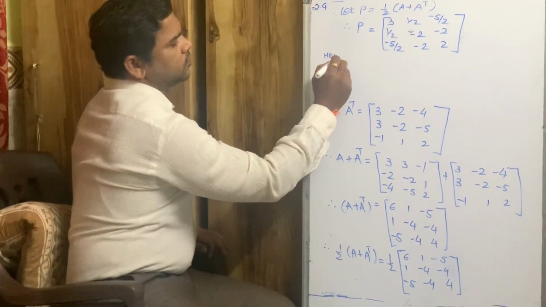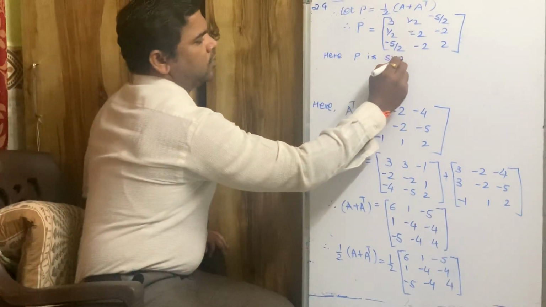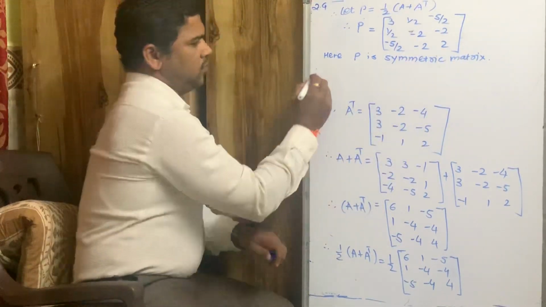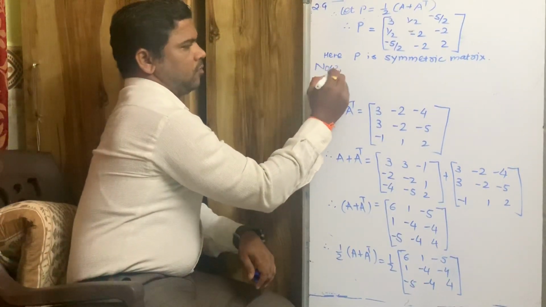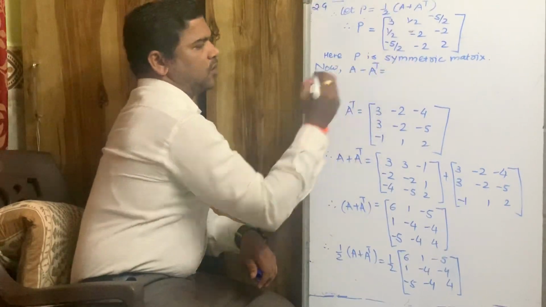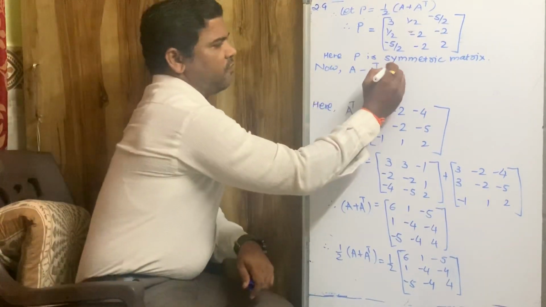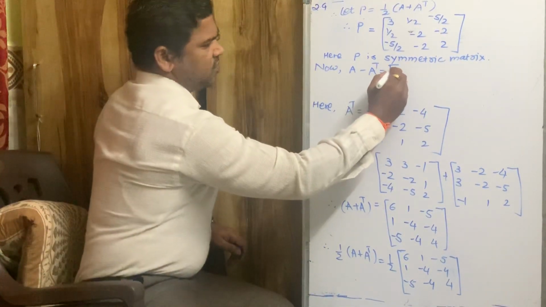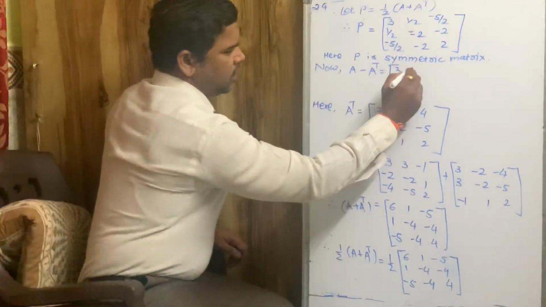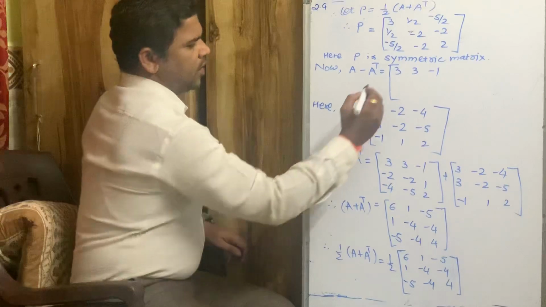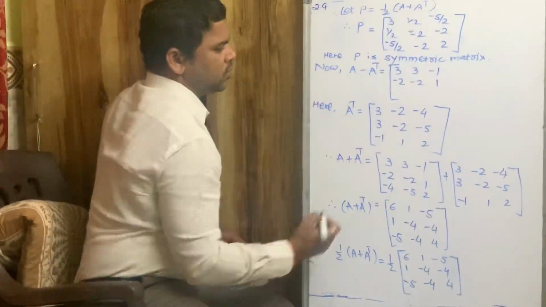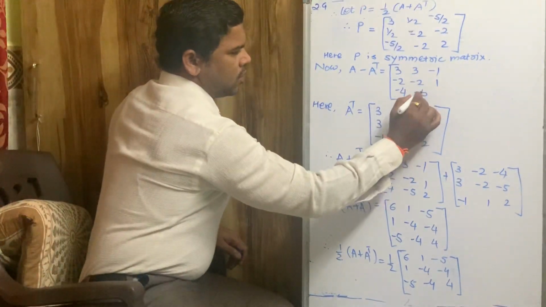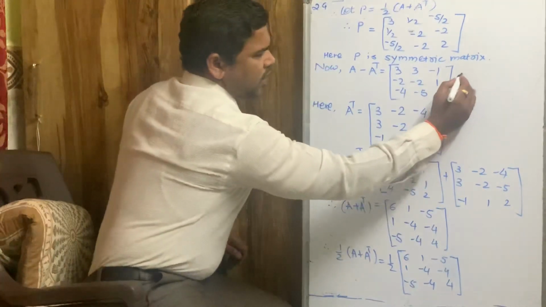So here P is a symmetric matrix. Okay. Now A minus A transpose is equal to, just put down the values. What is the value of A? First row: 3, 3, minus 1; second row: minus 2, 1, minus 5; third row: minus 4, minus 5, and 2. This is A minus A transpose.